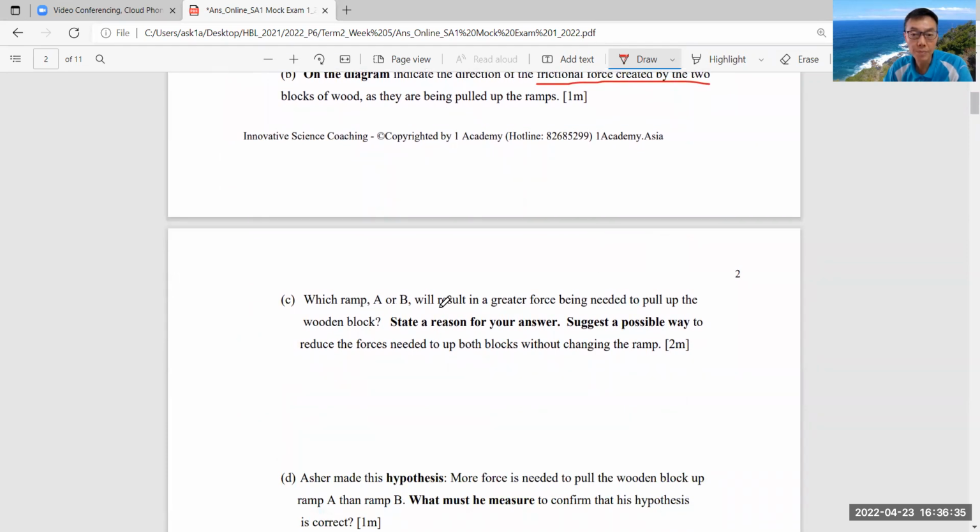Which ramp, A or B, will result in greater force needed to pull up the wooden block? So definitely the answer is A, right? Because here they ask you to state a reason. Okay, state a reason, you do not need to explain. So I pause for a while to let you think of the reason.